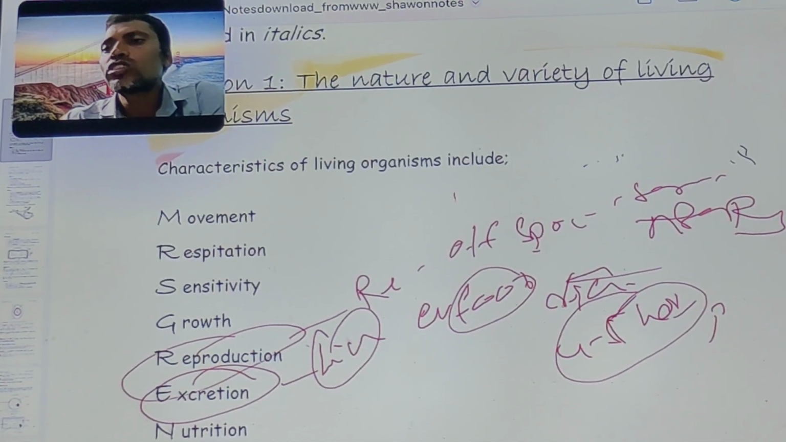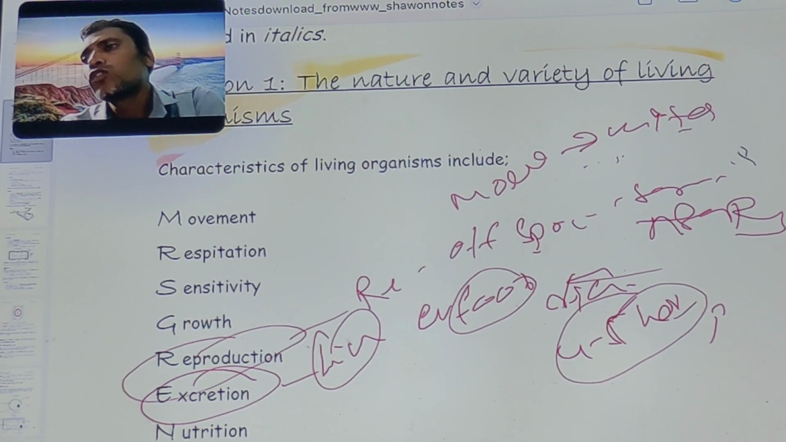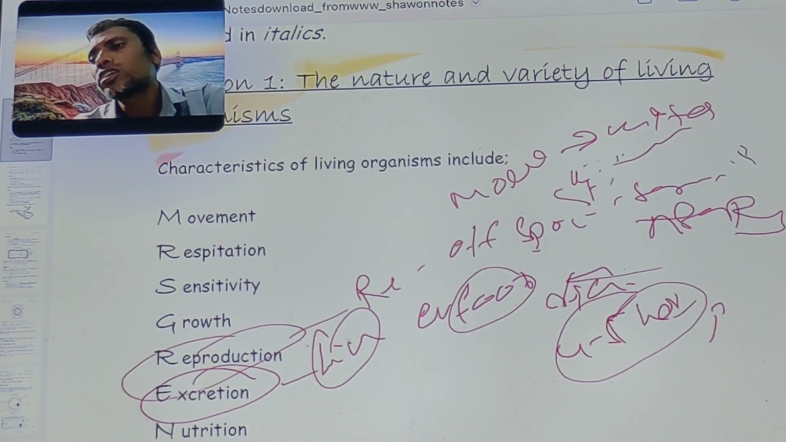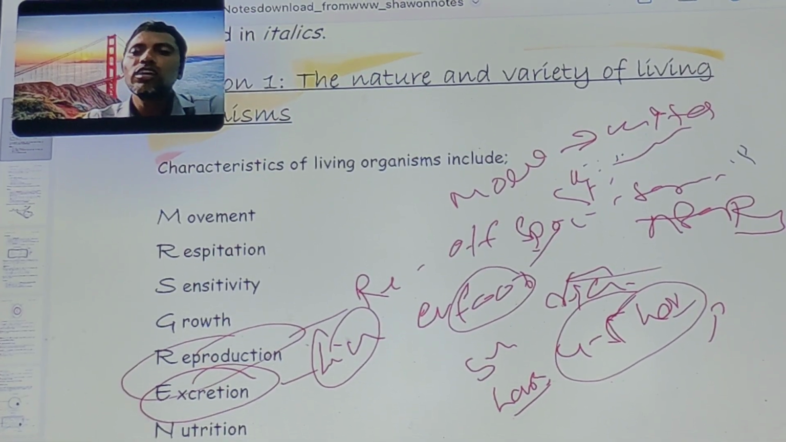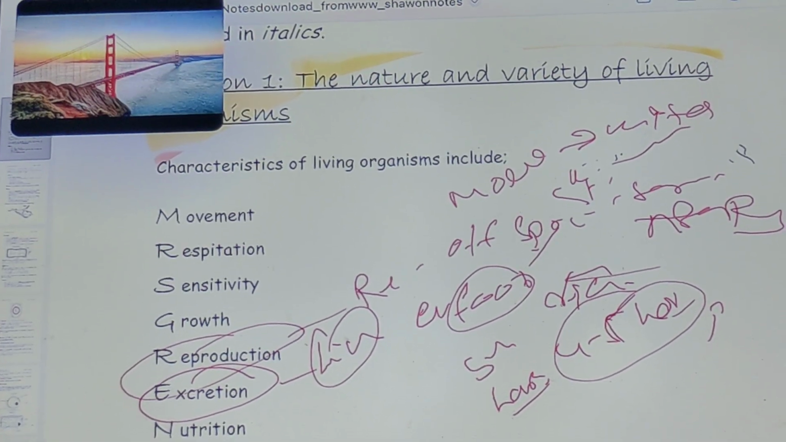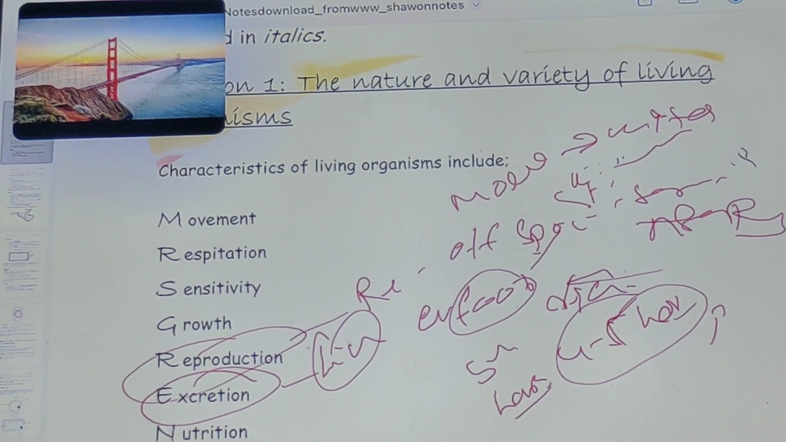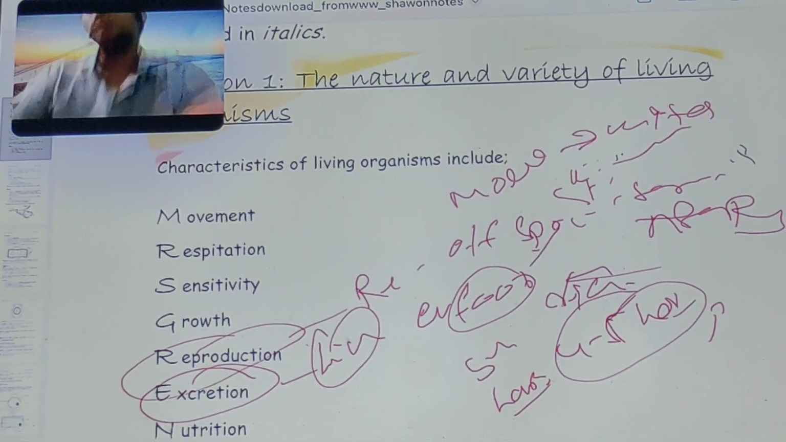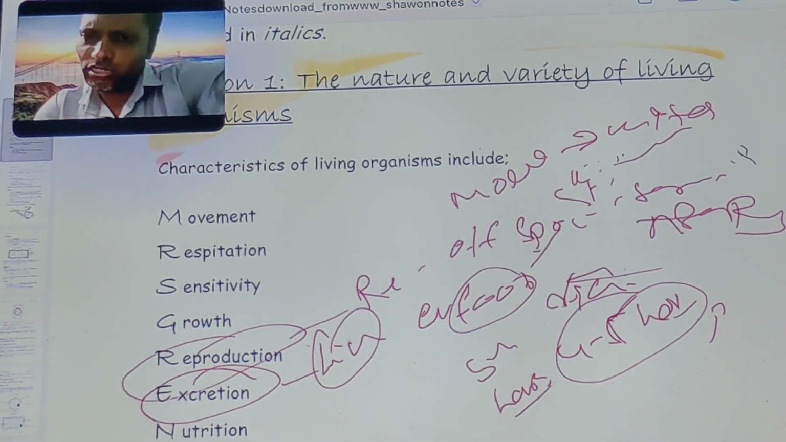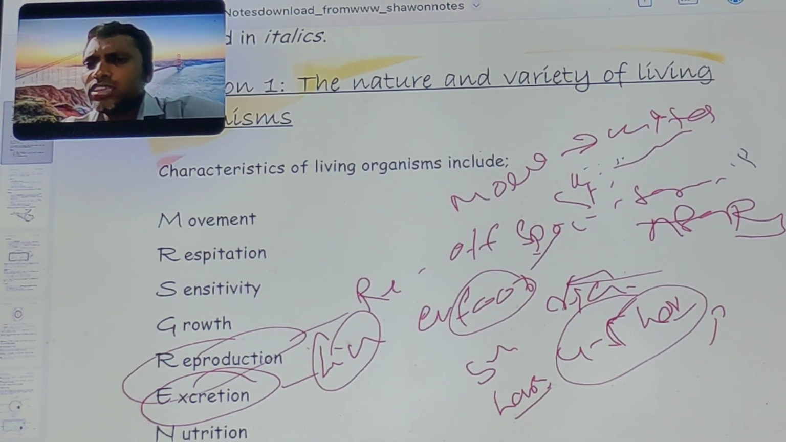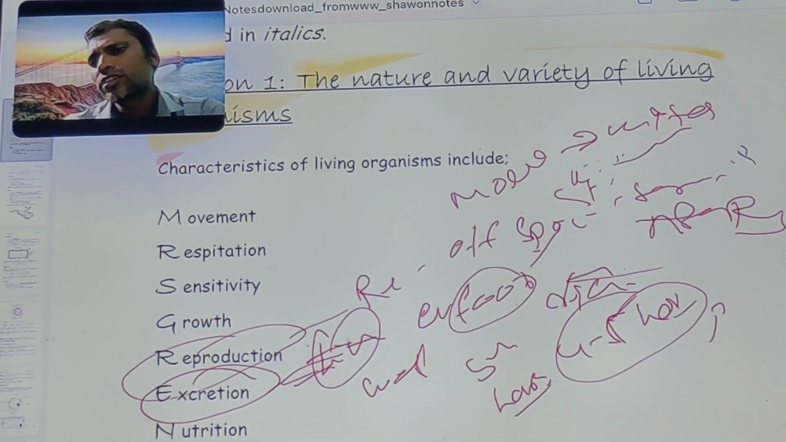Digestion starts in the mouth, then goes through the esophagus, the stomach, the small intestine and the large intestine, where absorption also occurs. The small intestine is where nutrition is absorbed. After digestion comes excretion, where the waste products are removed.